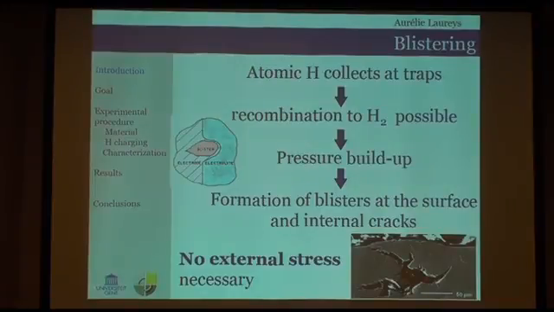This says that hydrogen can enter the material, will collect at certain depths, and then recombination of the hydrogen can occur, forming hydrogen gas, which leads to pressure buildup in the material. This then can lead to cracking, and if the phenomenon occurs at the surface, the cracking will result in a blister shape. So the surface is pushed up, and you get blisters on your surface. This phenomenon can occur with no external stress, so it's purely due to the mechanism of hydrogen.